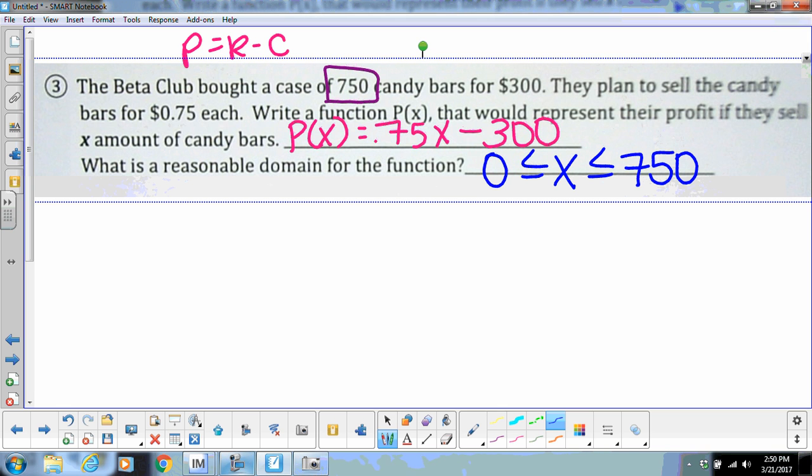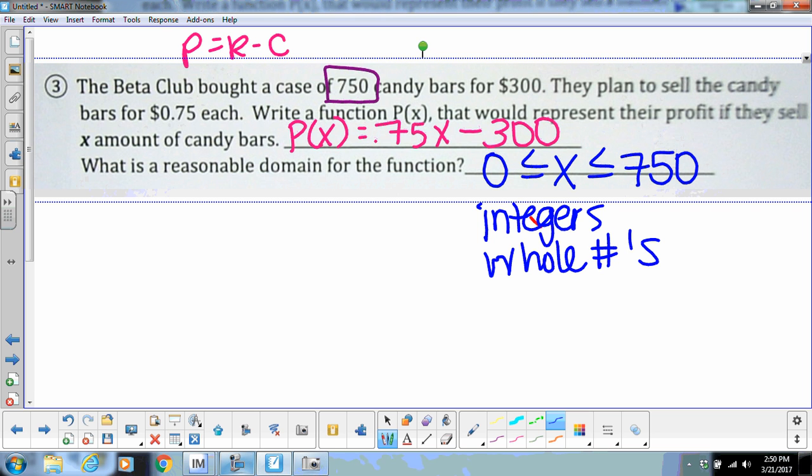Okay, and now we won't write this every single time, but just remember that these have to be integers or whole numbers. Okay, because you can't sell 1.5 candy bars. So sometimes they'll have these as options on the multiple choice part. It might say just from 0 to 750. Well, that wouldn't be correct. It needs to be integers or whole numbers if those are options. If it's not an option, you're good with just this answer right here.